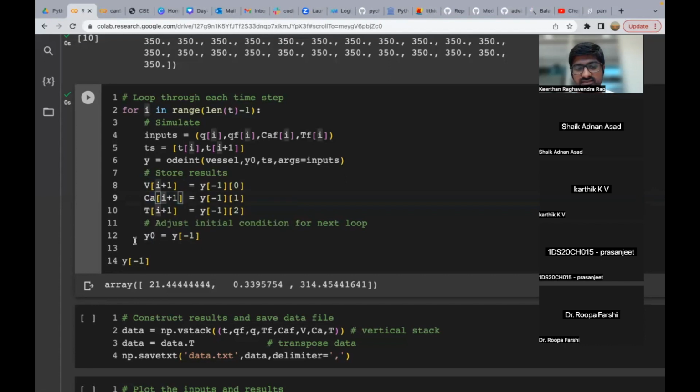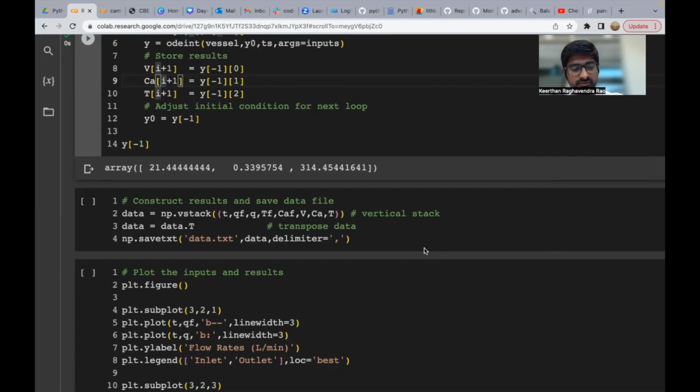So I hope this was clear. I know that this indexing can be a little confusing, but all it's doing is simulating between two time steps, and taking the final entry to the next iteration. So that's all that this loop is doing. Let me know in the poll if you're able to follow this. And if you have any questions, I'll be happy to answer them. Okay, so it looks like most of you are able to follow this.